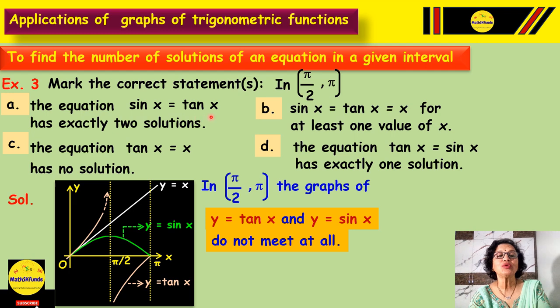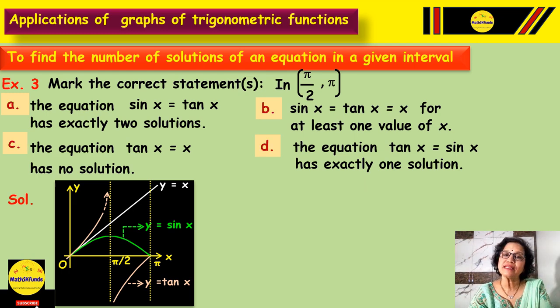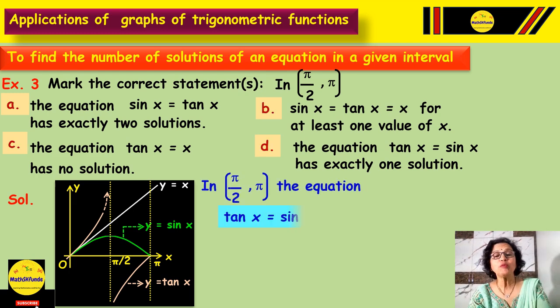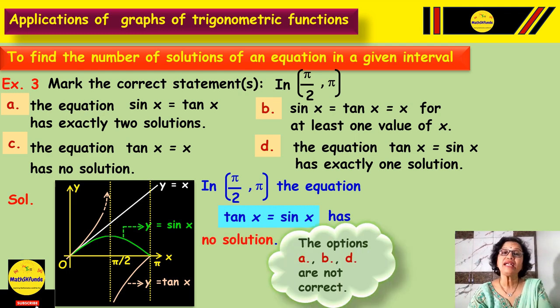So sin x equal to tan x has exactly two solutions. This is wrong because it does not have any solution actually. So sin x equal to tan x for at least one value of x. No, that also doesn't happen. Now the equation tan x equal to sin x has exactly one solution. It still doesn't happen. Why? Because those two graphs do not meet at all. So I can write from here that for no value of x, sin x is equal to tan x. And from here, I observe that tan x equal to sin x has no solution, and hence I can say that options A, B, D are surely not correct.